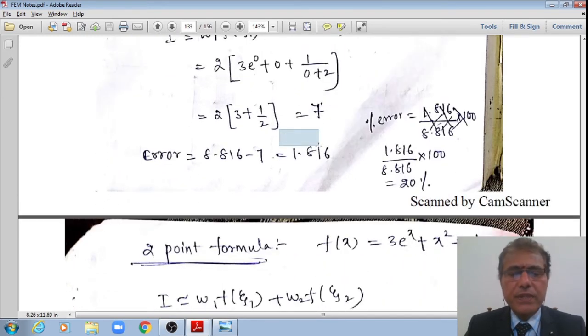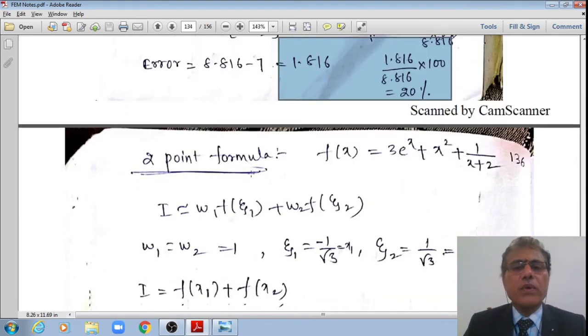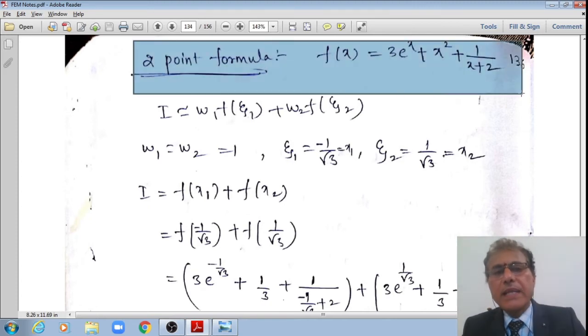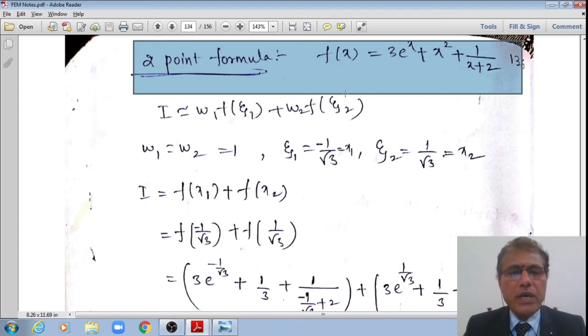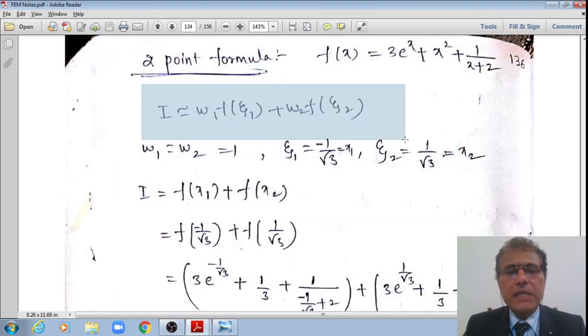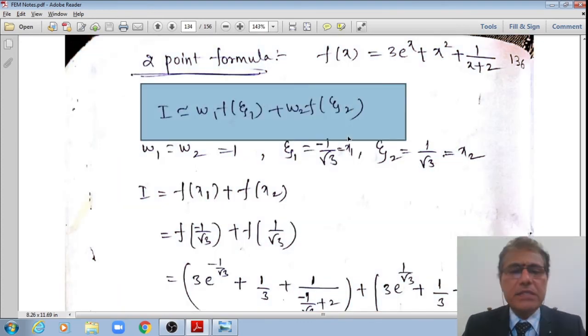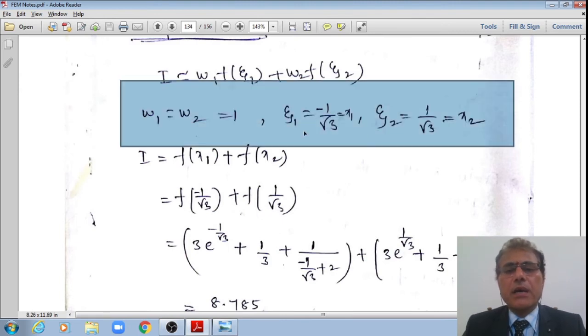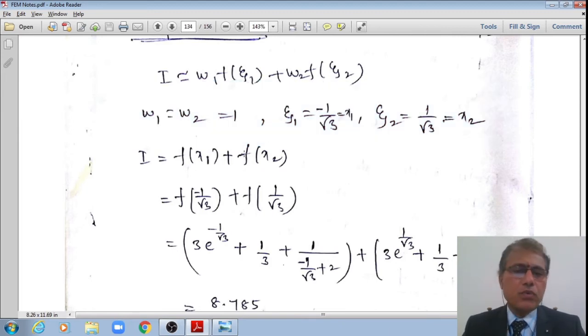However, if you are not satisfied with this much error, then what you can do is increase to another point, the 2 point Gauss quadrature formula. Using 2 points, I is approximately equal to, once again, W1 f of xi1 plus W2 multiplied by f of xi2, where the weightages W1 and W2 are 1 and 1, and the sampling points xi1 is equal to minus 1 by root 3 and xi2 is equal to plus 1 by root 3. Here they are respectively x1 and x2.